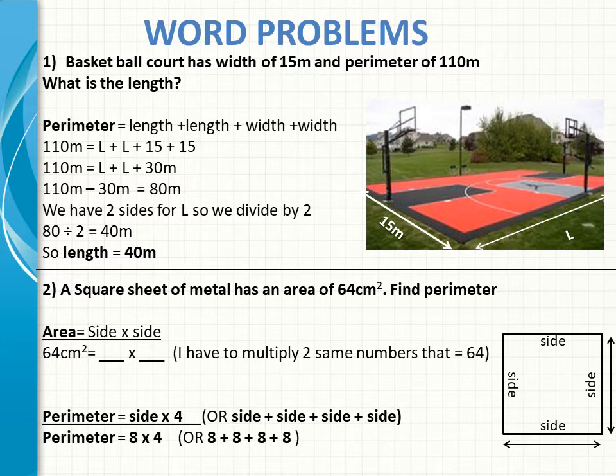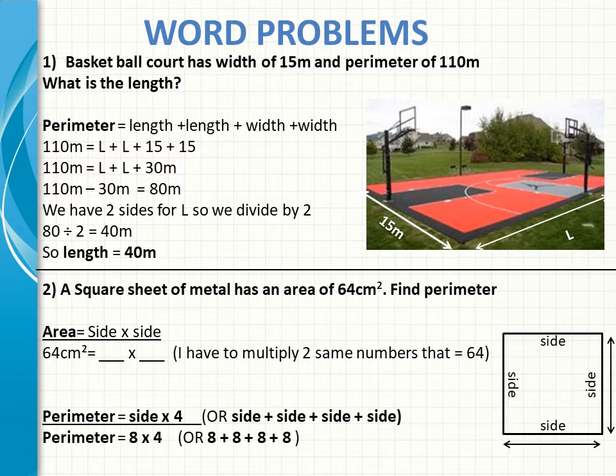6 times 6 is 36. No, it can't be. 7 times 7 is 49. It cannot be 7. 8 times 8 is 64. Yes, it must be 8. It must be 8 because 8 times 8 is 64. And so they must have found the area by multiplying 8 times 8 to have 64 centimeters square.